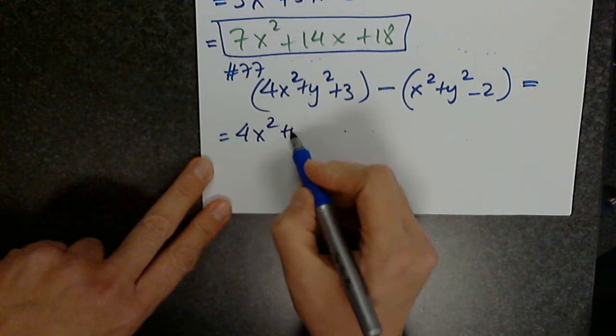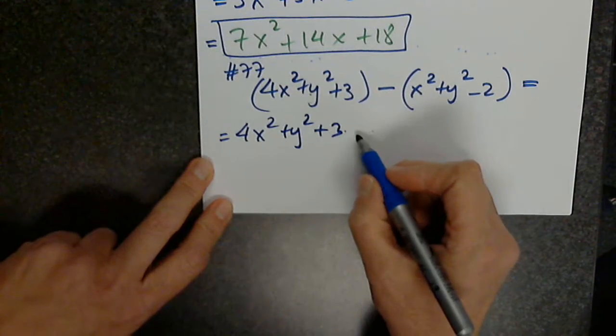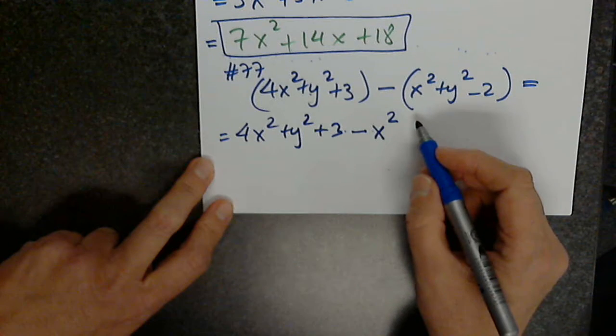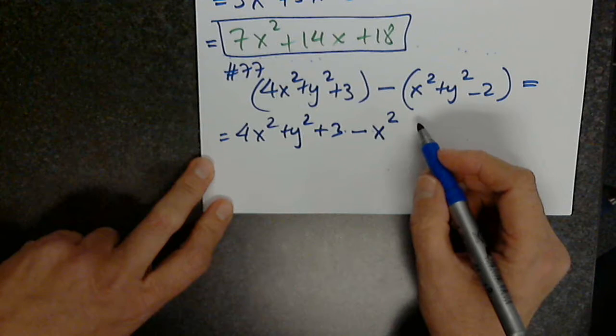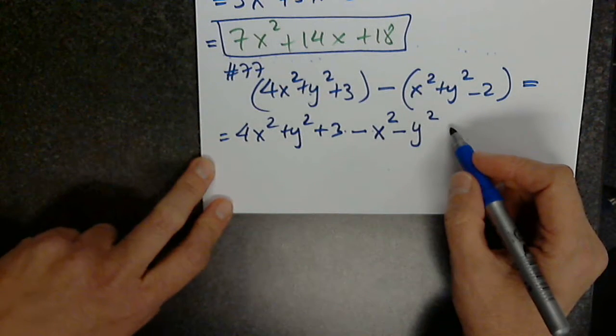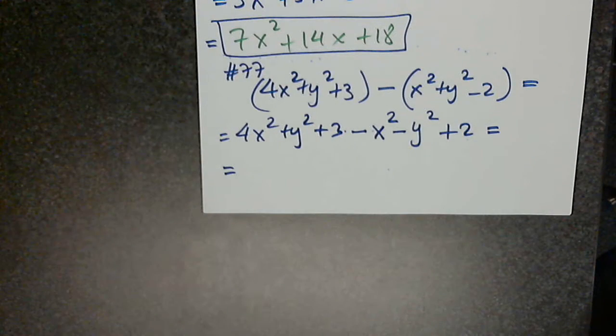So 4x squared plus y squared plus 3, and then minus x squared, minus x squared plus y squared. Careful. Yes. And very good. Since I have x and y, I would start with x and then move on to y. Unless I'm specifically told y is more powerful, do y first. And then I'll consider y first.